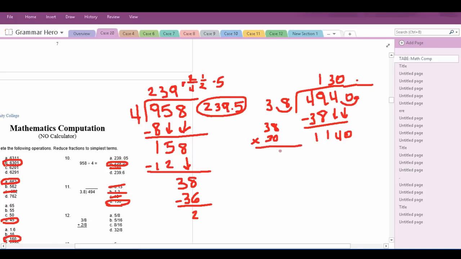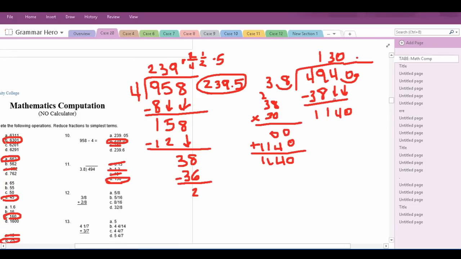8 times 0 is 0. 3 times 0 is 0. Drop down a 0 since you're moving to a new line. 3 times 8 is 24. Bring up a 2. 3 times 3 is 9. Add 2, 11. And as you can see, it gets us that 1140 that we were looking for, so we know that this is correct. Okay? And I'm going to go ahead and delete these since I'm going to need the space. I'm going to erase them.